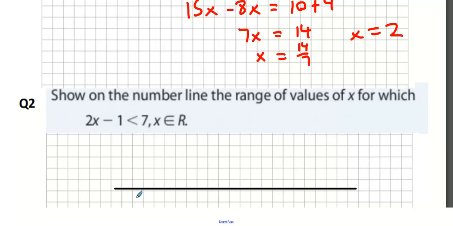Okay. We got to do a number line, okay? So how do we do the number line, lads? What do you do here? Bring the 1 over to the other side, and what do we get? 2x less than 8. Okay. What do you do next? We got to get rid of that 2. X less than 4. Cool with that? Okay.